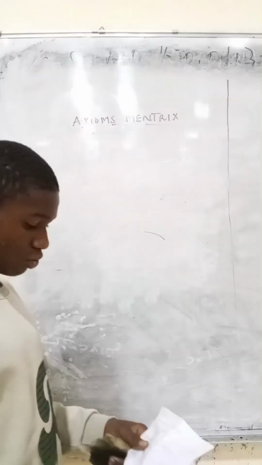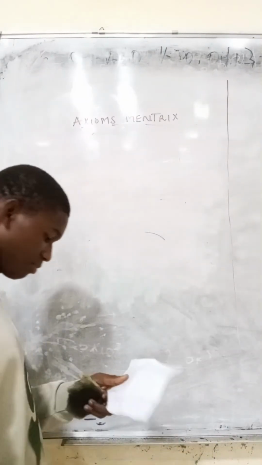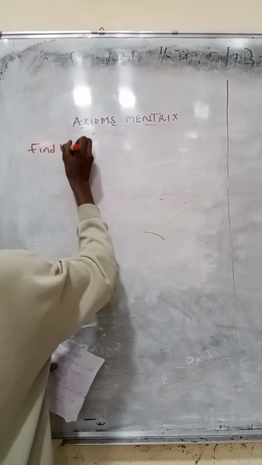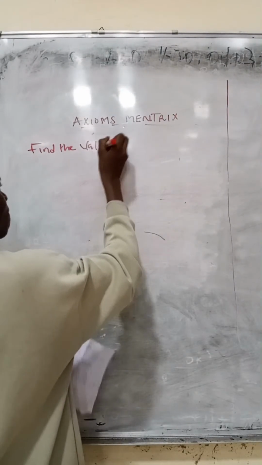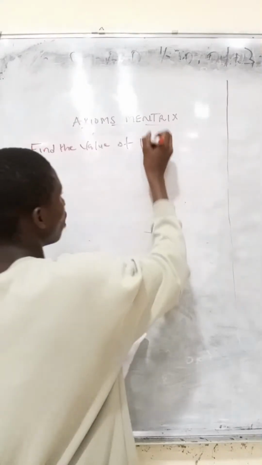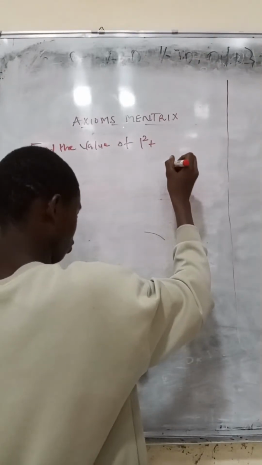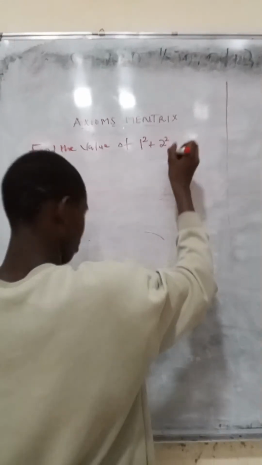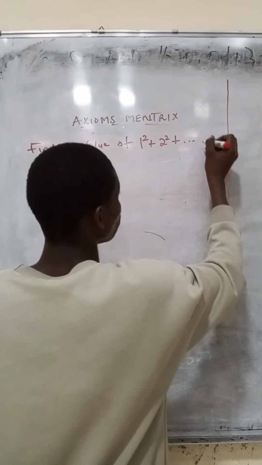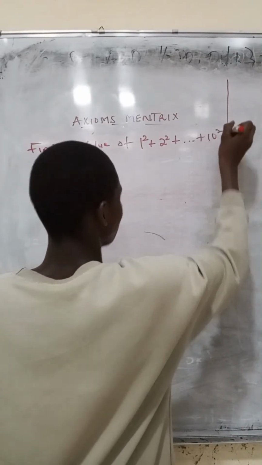So let's dive into the question here. Find the value of 1 square plus 2 square plus up to 10 square.